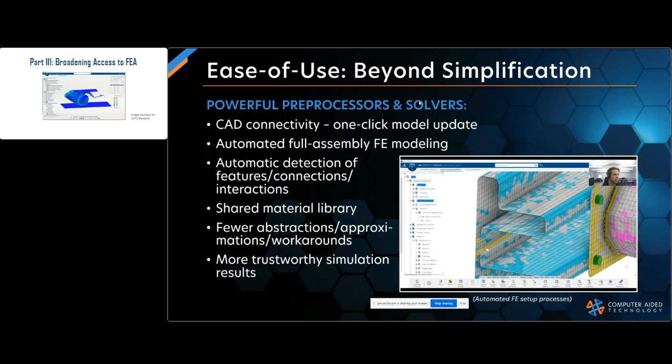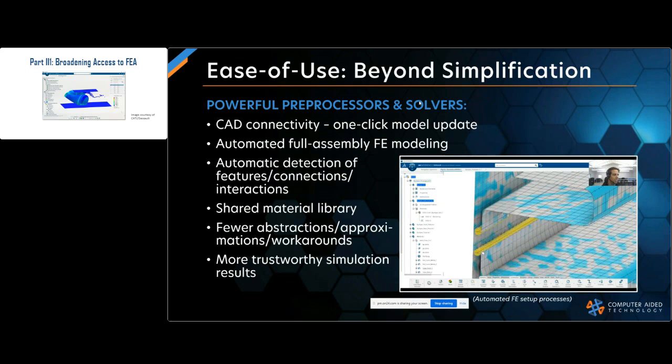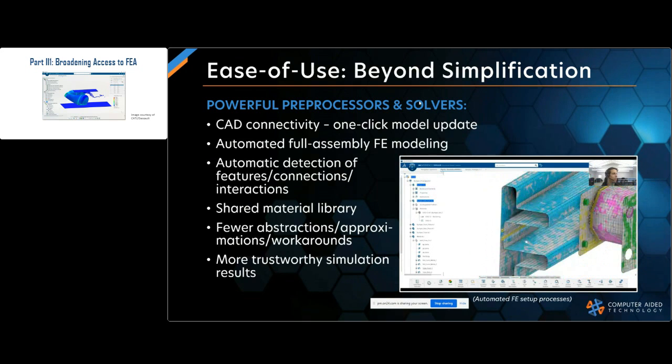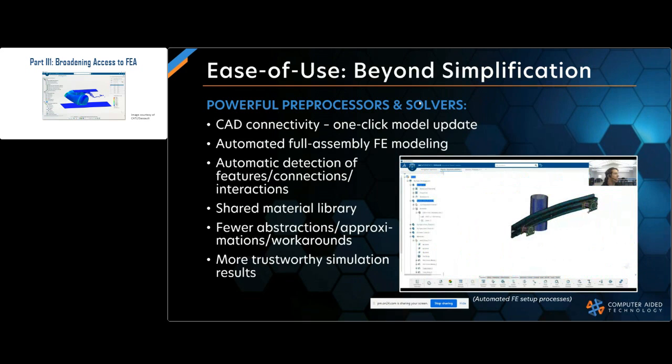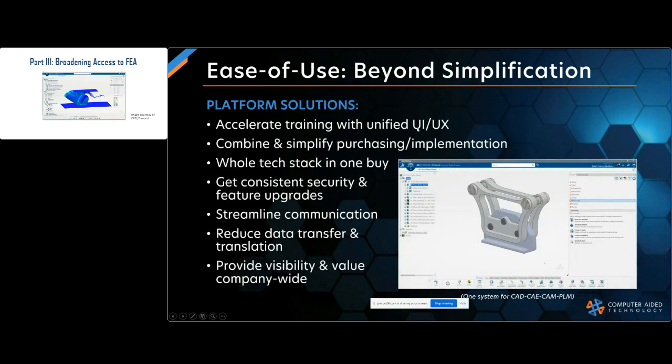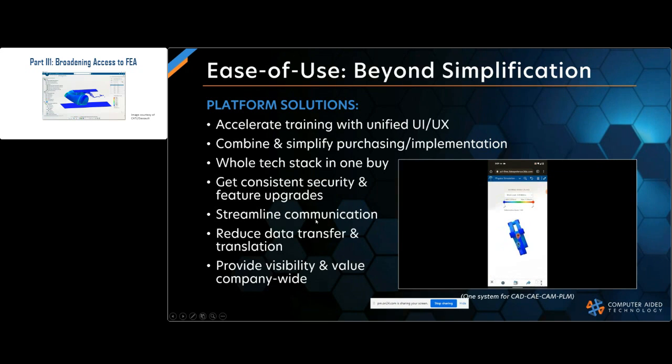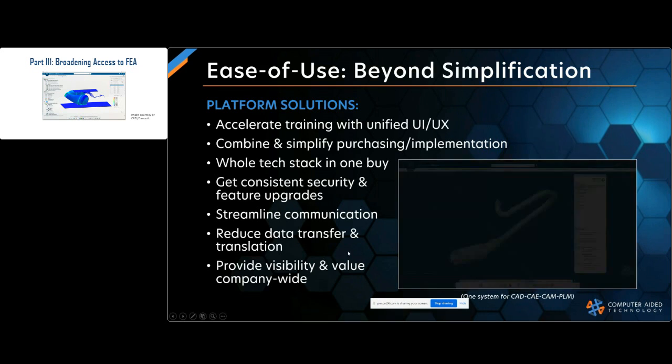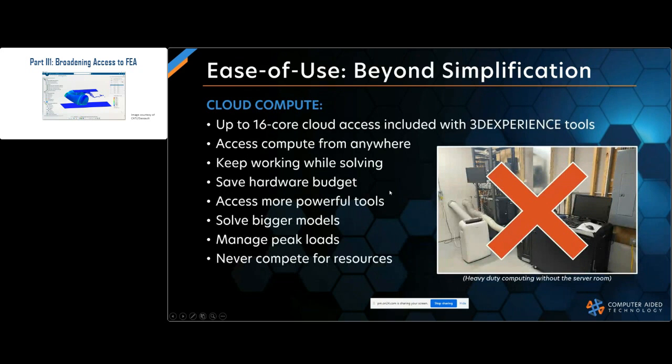Shared material libraries. Don't have the capability of using something that you're just making up. So all of that stuff together, plus having a unified interface, having a purchasing model that is able to stack everything into one thing. Security and feature upgrades are all consistent. Communication, reduce data transfer and problems in translation. All that stuff is important.